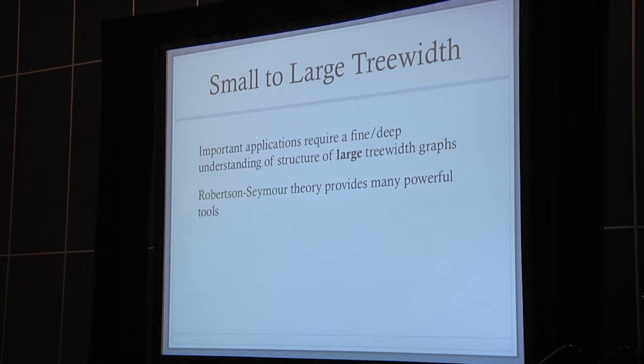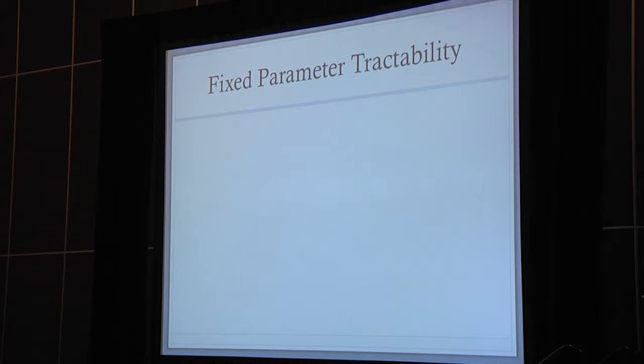So many important applications of Treewidth require some fine and deep understanding of the structure of large Treewidth graphs. And the theory of Robertson and Seymour from graph theory provides many such tools. Okay? But they're kind of hard. So over time, things have started becoming simpler and people have exploited that. But we'll see some of these tools that come from the theory of graph minors, right? So to illustrate that, I'm going to give a few examples and show you how, at a high level, these tools can be useful. Okay?